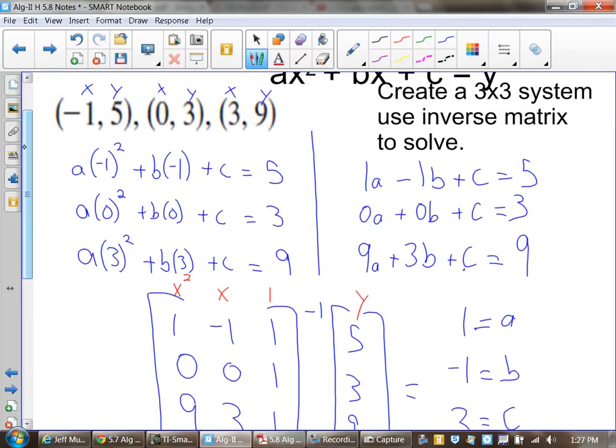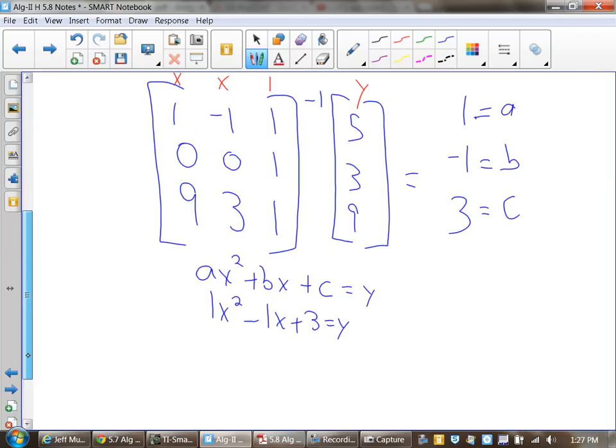What's -1 squared? 1. What's 0 squared? 0. What's 3 squared? 9. I feel like this is a really complicated way to get an answer. I had to make it sound like it was difficult. No! It really is quite simple.